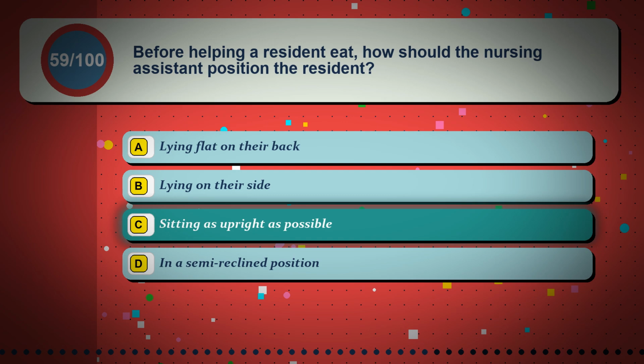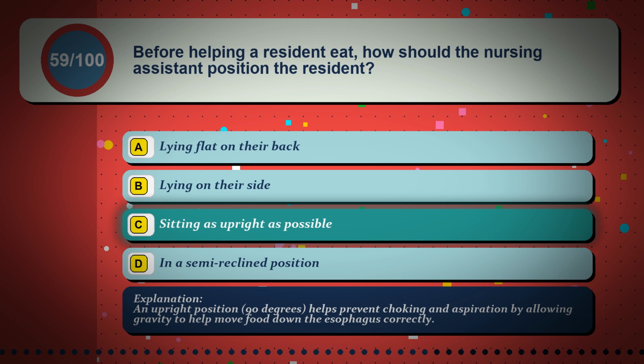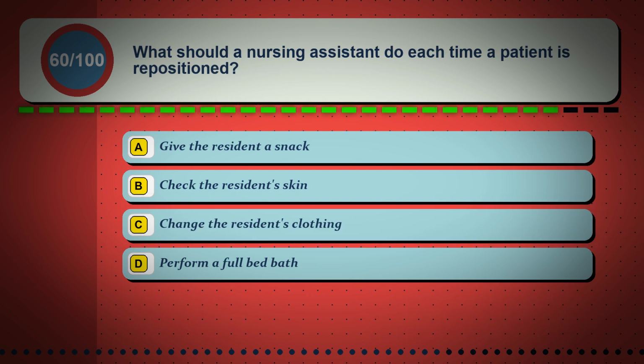The correct answer is option C. Sitting as upright as possible. An upright position, 90 degrees, helps prevent choking and aspiration by allowing gravity to help move food down the esophagus correctly. Question 60. What should a nursing assistant do each time a patient is repositioned?